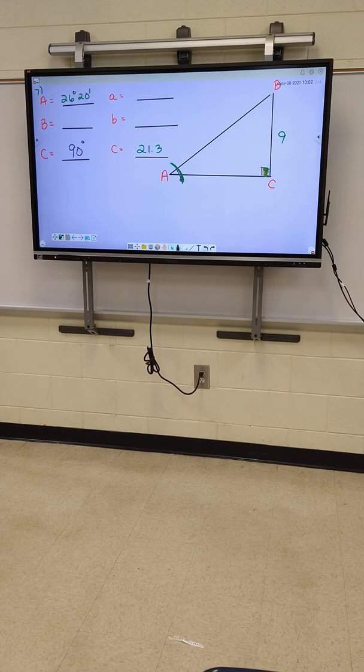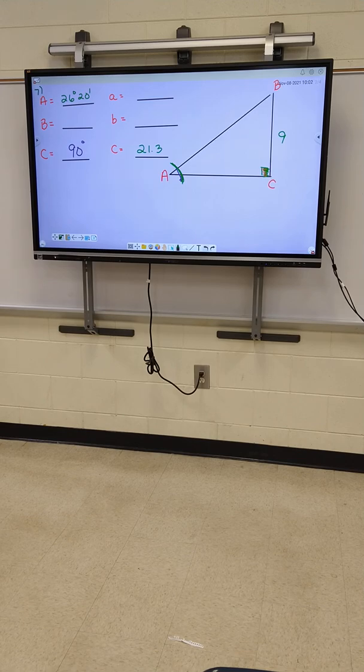minus 90, minus that angle A, which is 26 degrees and 20 minutes. So why don't you have to put the 90 degrees, but you have to put it on the 26? Good question. You only have to put the degrees symbol if it's got a minute symbol behind it. Equals. Now change that to degrees and minutes.